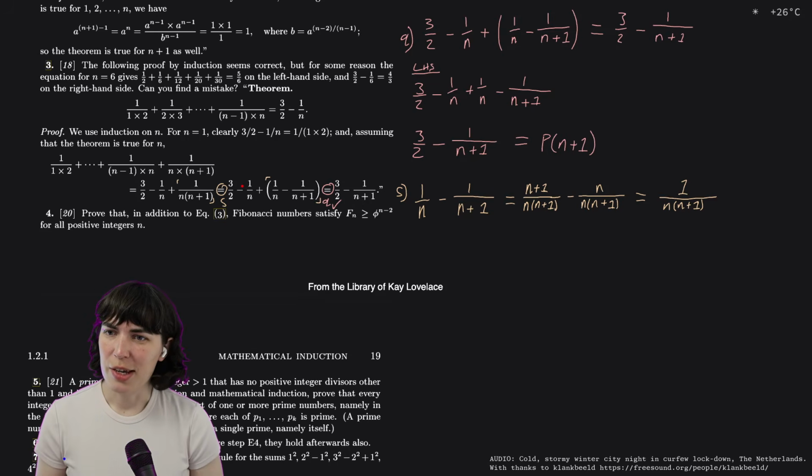But there's some sort of mistake. We can plug in an example, maybe. That might help us find it. Is there anything obvious like a division by 0 here?